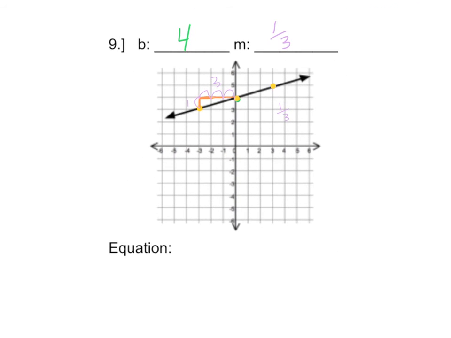Okay, let's go down here and write our equation. Y equals m, our m is 1/3, mx plus 4. That's it. Simplified. Don't forget to write the x in there. A lot of kids will forget to put that x in there.